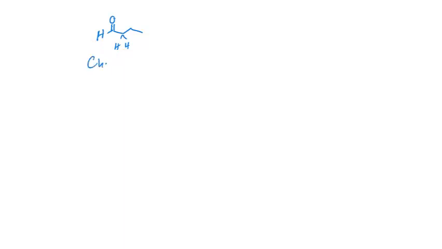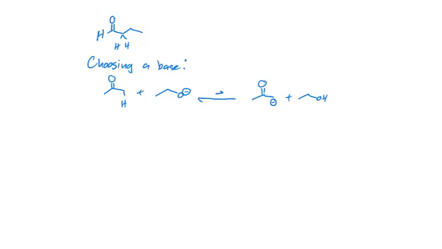So now, what base would we use to effect these deprotonations? Well, let's refresh our memory from chapter 3. What if we used acetone and ethoxide? We're going to find that the equilibrium lies far to the left. How do we know that? Well, we can look at the pKa's of the acids. And you can find these in chapter 3 or inside your textbook. I think the front cover might have that.